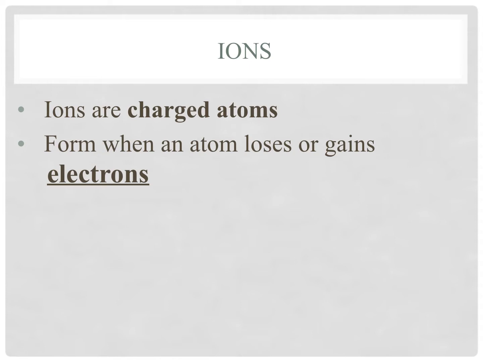Are you with me there with our vocab definitions? Atoms will be neutral, ions are charged. And so ions form when atoms either lose or gain electrons. Make sure you know it's electrons that make ions form.